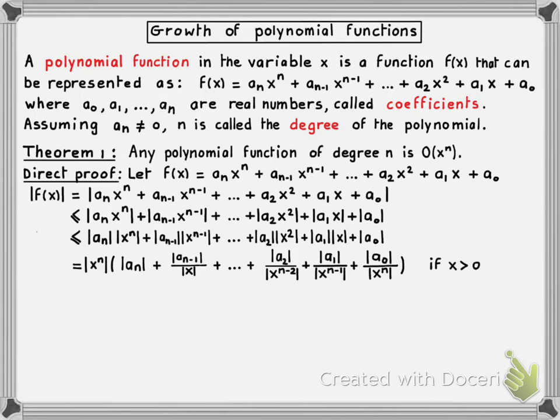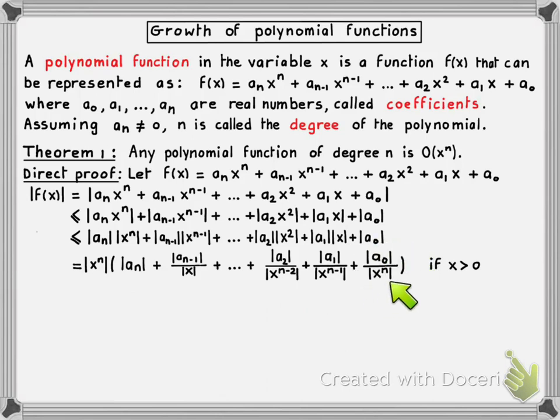So what we have shown so far is that the absolute value of f of x is less than or equal to a power of x times this big expression here. Unfortunately, this expression is not a constant. Notice it's the sum of fractions, and each fraction has a constant as the numerator and a power of x as the denominator. So in other words, this expression here is not a constant because it depends on the value of x.